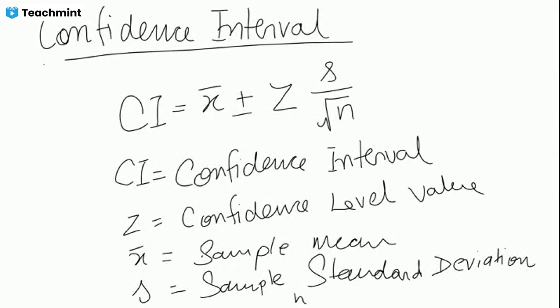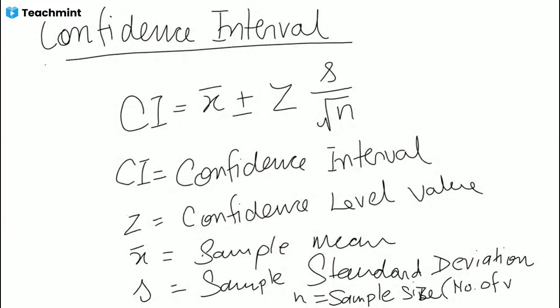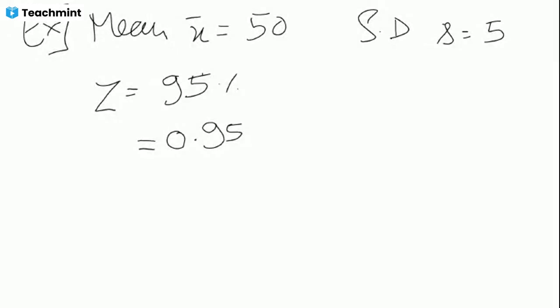Here n is sample size, means number of values. So now n is equal to 100. Now we need to find confidence interval CI. So let us find CI.